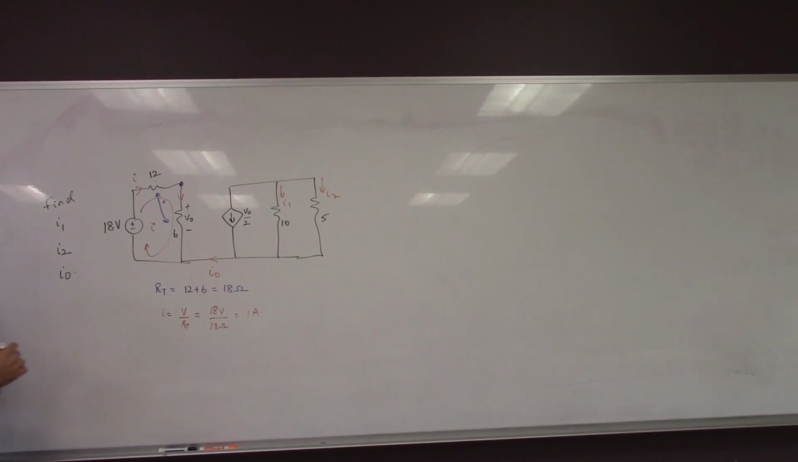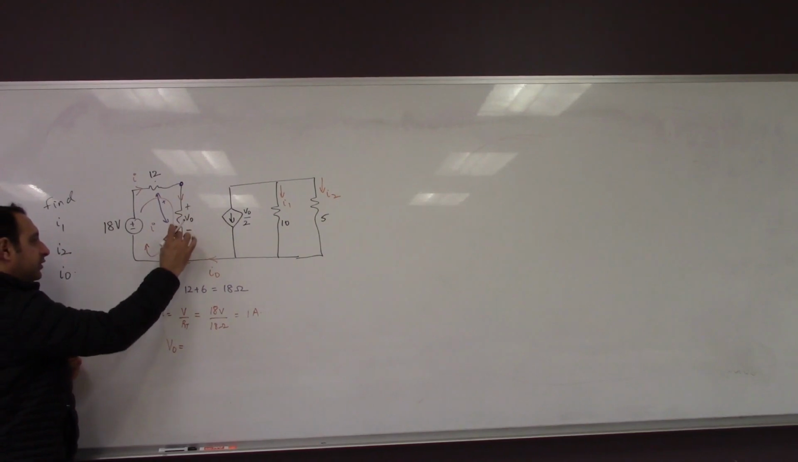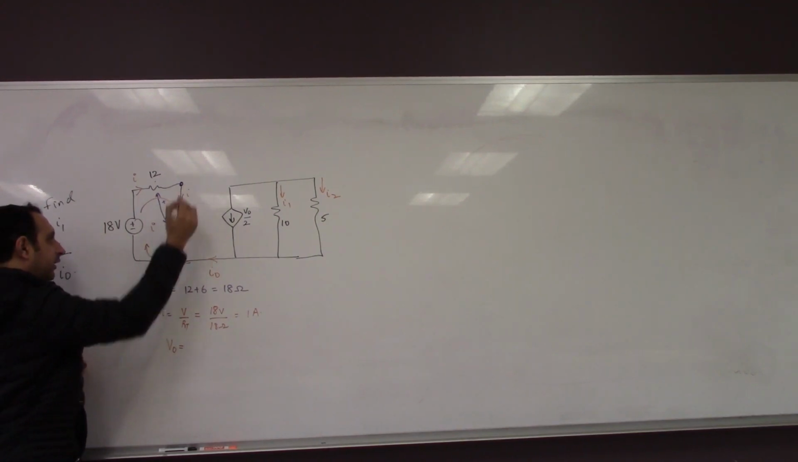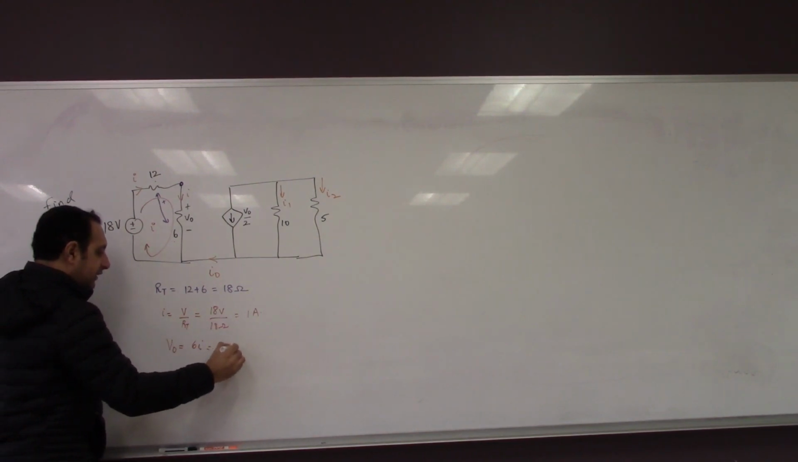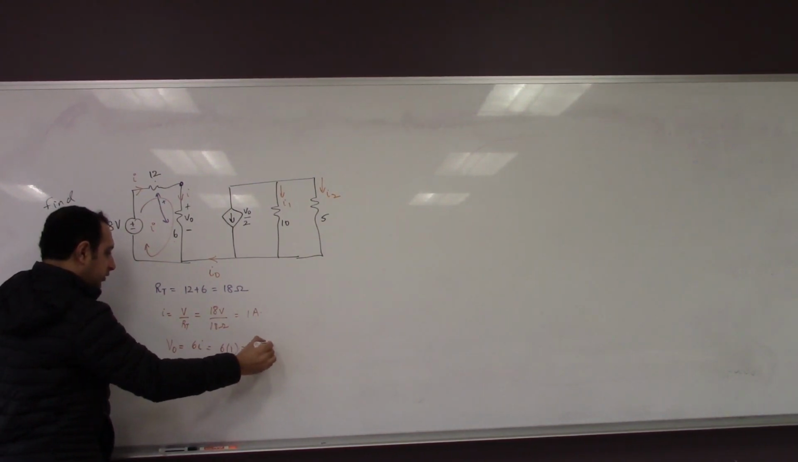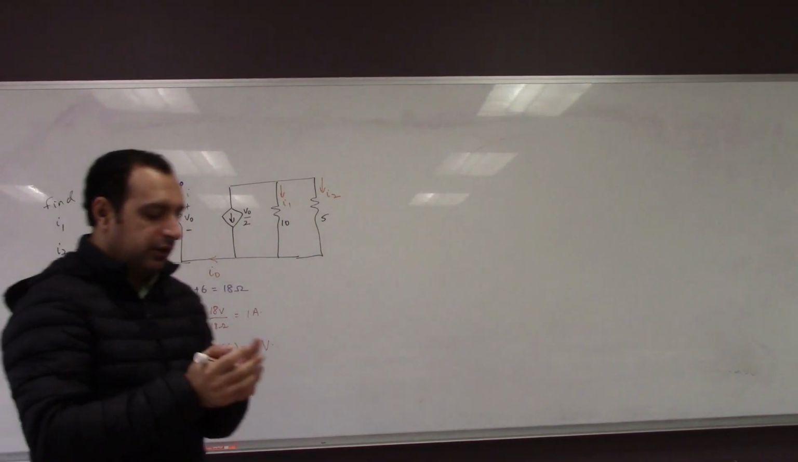So V naught, right? V naught was nothing but the resistance times the current I. Resistance is 6 times I. So that will be equal to 6 times 1, which is equal to 6 volts. That is one way of doing it.